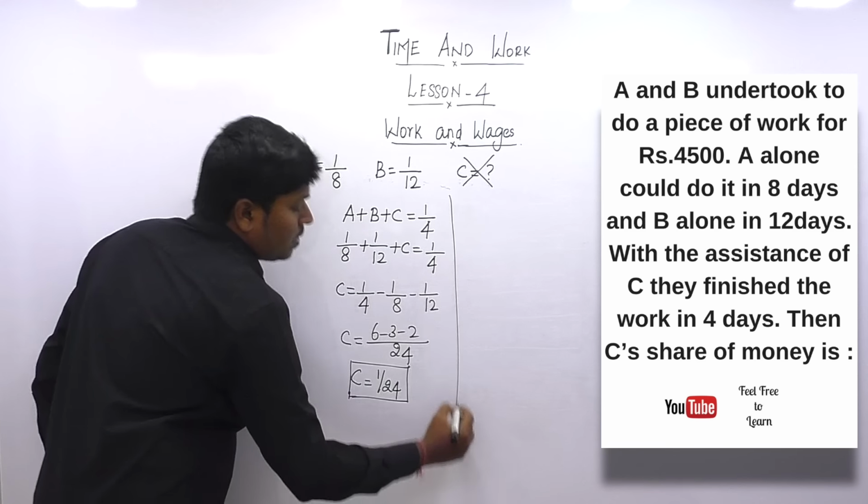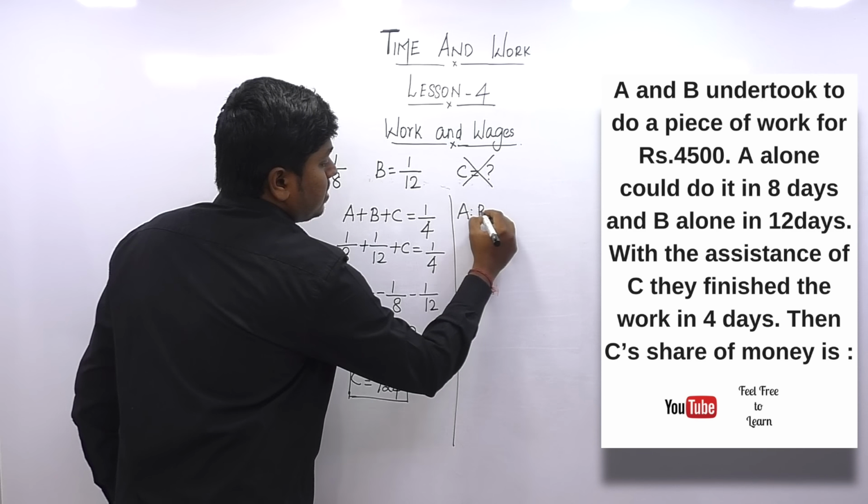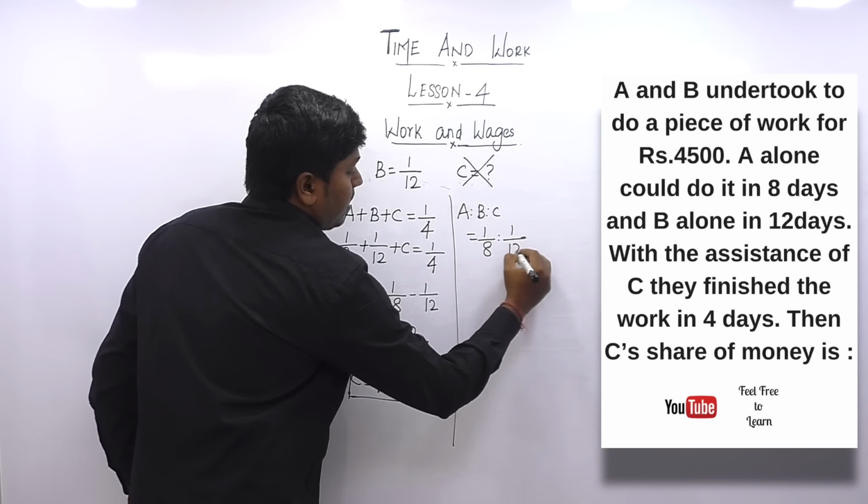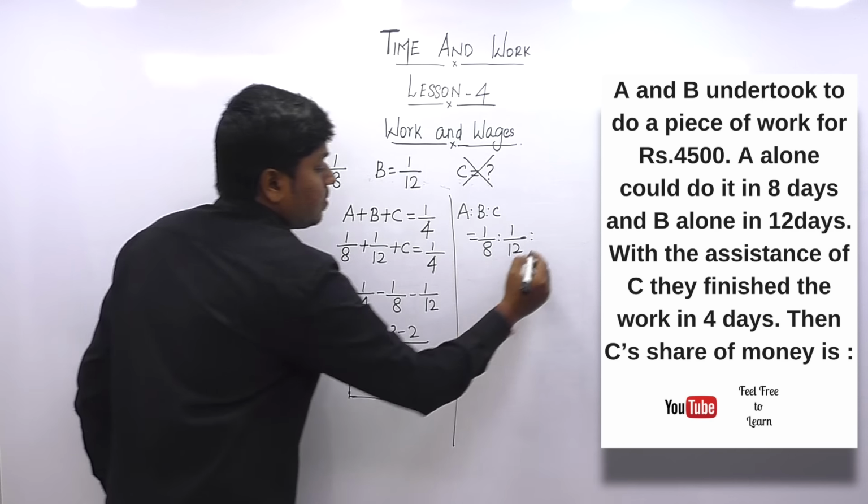So step number 2 is to find the ratio of A is to B is to C. So A will be 1 by 8, B will be 1 by 12, and just now we have found C is 1 by 24.